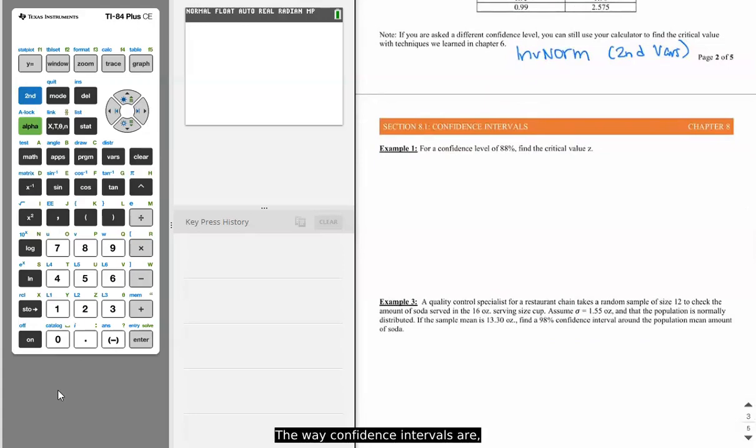So the way confidence intervals are, it's sort of helpful to draw a picture, right? We know the mean would be right in the middle there. So 88%, we are looking for 88% of the curve. So sort of this confidence level, right? So that's 88%. And what we want to find are these critical values, negative Z of C and positive Z of C.